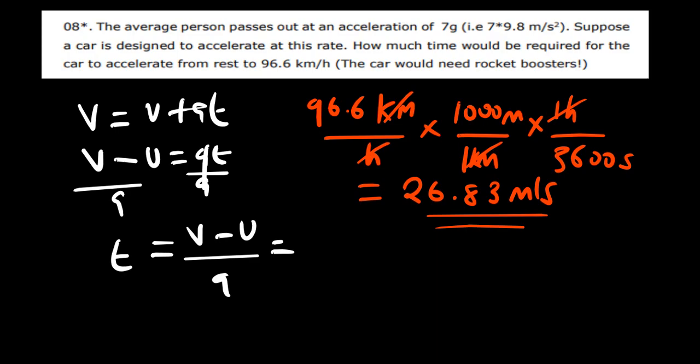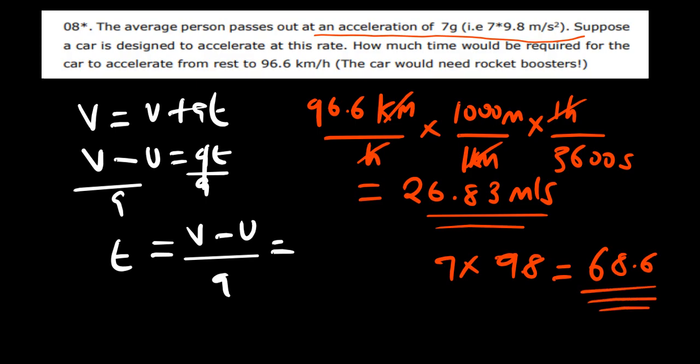Then what other thing do we have? The acceleration. We've been told it is an acceleration of 7 times 9.8 meters per square second. So we're going to multiply those two. 7 multiplied by 9.8 meters per square second, that is the acceleration. When I calculate this, I'm finding 68.6 meters per square second. So that is the acceleration.